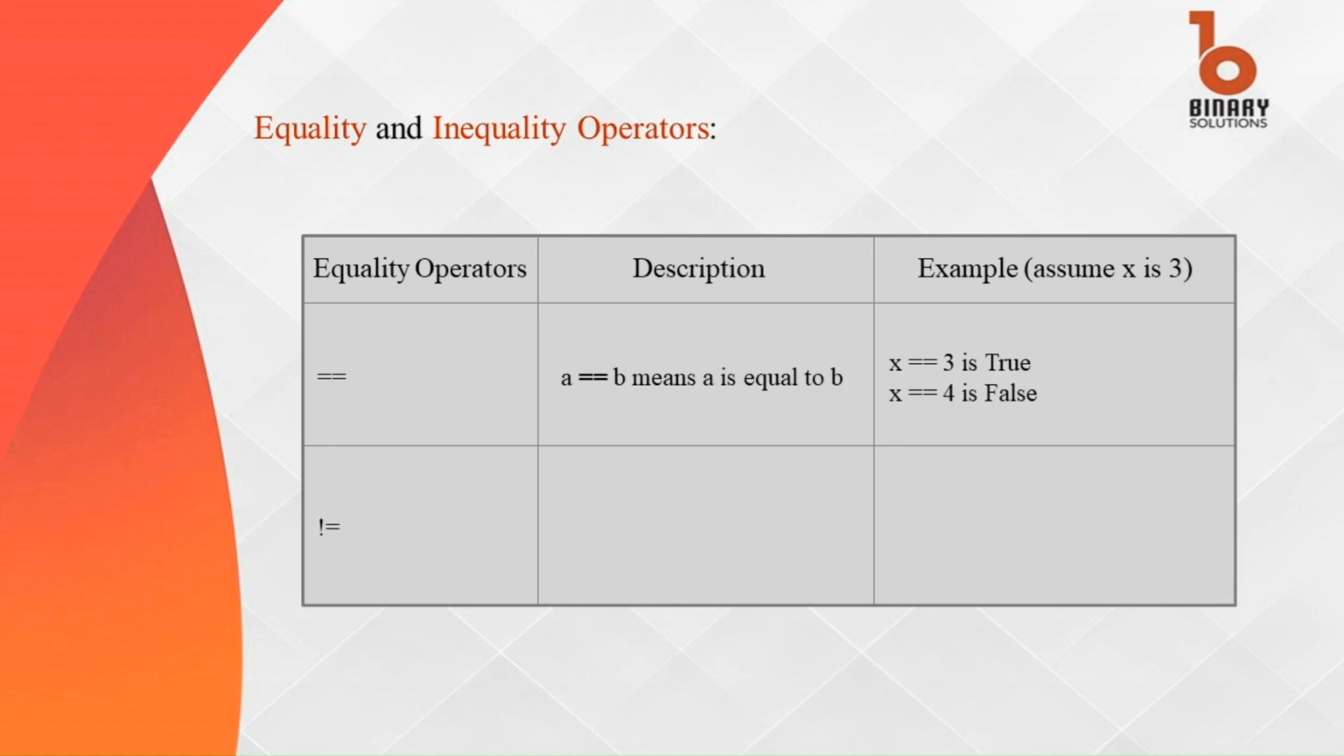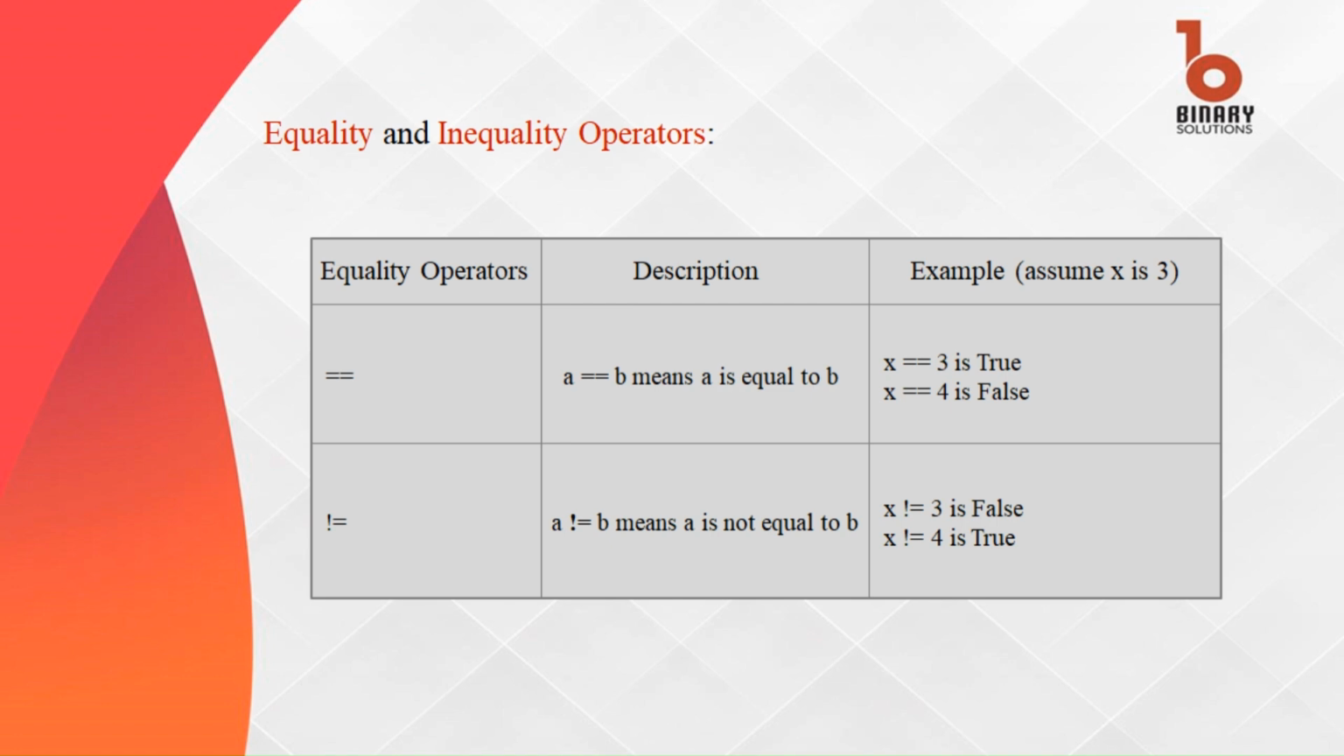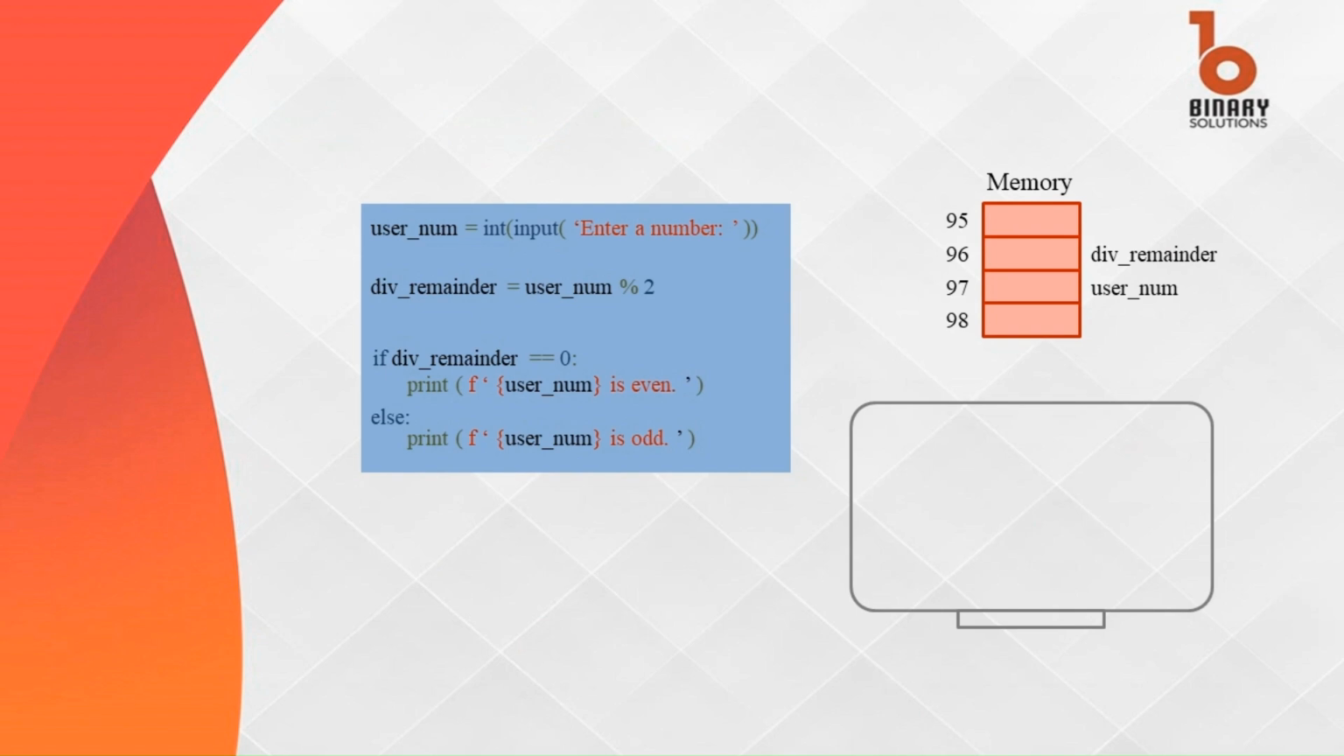The inequality operator checks if two values are not equal, meaning A not equal to B evaluates to true if A does not equal B. For instance, if x is not equal to 3, the result is false, while x not equal to 4 yields true. An if-else statement allows a program to execute one group of statements when a condition is true and another group of statements when the condition is false.